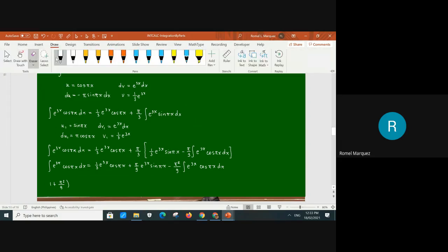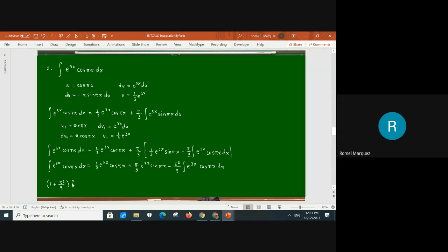So we have that multiplied by the integral of e to the 3x cosine of pi x dx, and that is equal to 1/3 e to the 3x cosine of pi x plus pi over 9 e to the 3x sine of pi x, plus some constant, let's say k, where k is a constant here. Did you get that, guys? Did you understand that?